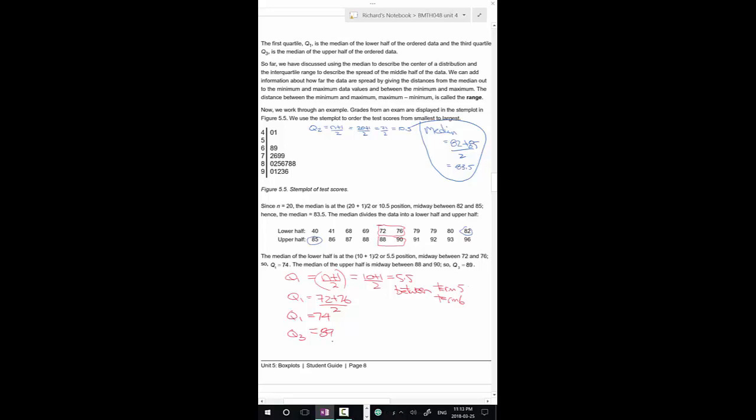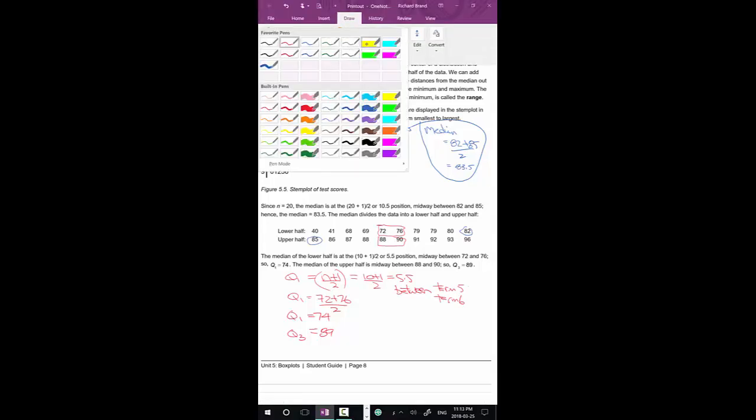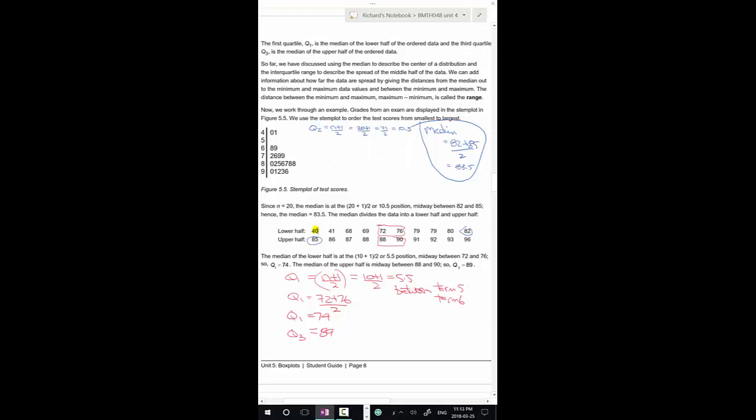So now I have really a 5-number summary. My minimum value, let me just highlight it. There's my minimum value. There's my maximum value. I know my Q2. The median is 83.5. Q1 is 74 and Q3 is 89. That information allows me to create a box plot.